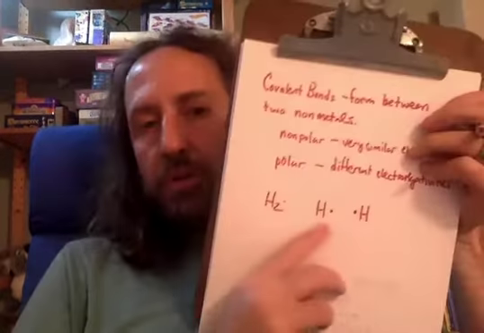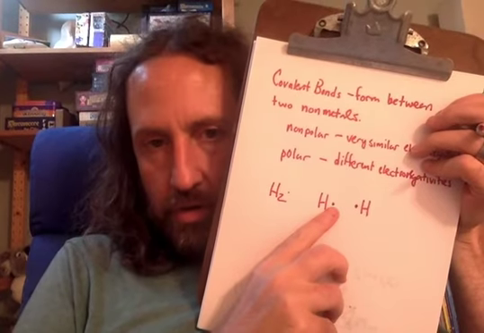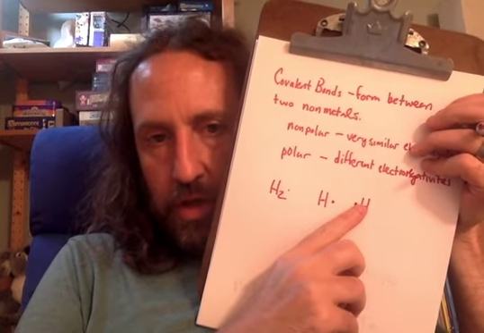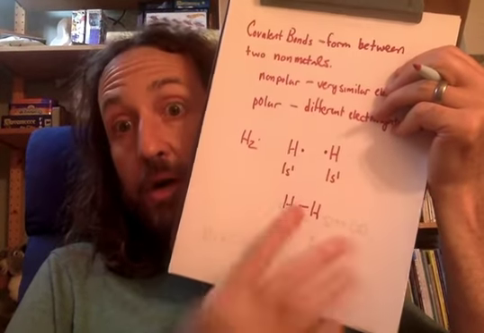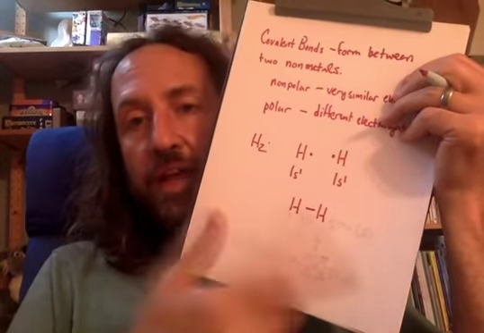need two of them. So hydrogen, this one and that one bond. Each of these hydrogens is 1s1. But when we connect them and they bond, each hydrogen now has access to 2 electrons. So this one is like 1s2, and this one is like 1s2.